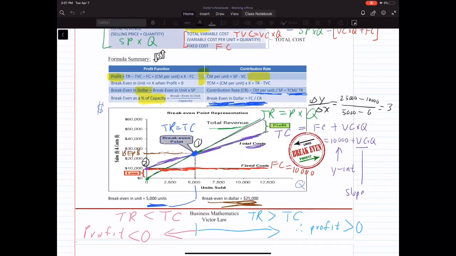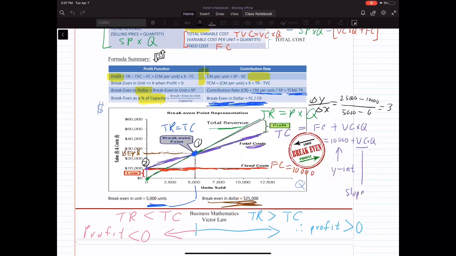And why is the break-even point in units important? It is because it tells the firm how many units they need to produce before they can start making a profit. So if we look at the break-even point in units, anything to the right of the break-even point in units, the total revenue will always be greater than total cost. So therefore, anything to the right of the break-even point in units, we're making positive profit.